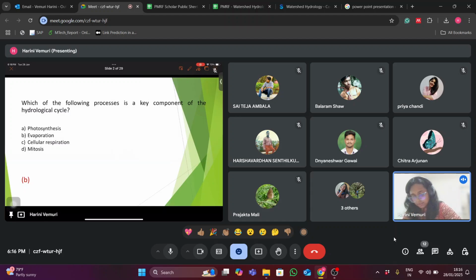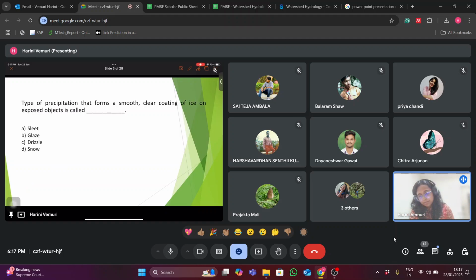So the first question is which of the following processes is a key component of hydrological cycle? So first option is photosynthesis, second option evaporation, third option cellular respiration, and fourth option is mitosis. So as we have discussed that the hydrological cycle, yeah, the answer is evaporation. So hydrological cycle has precipitation, evaporation, evapotranspiration, surface runoff, also infiltration, groundwater recharge, etc. So the answer is evaporation.